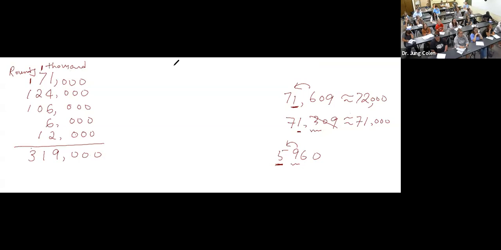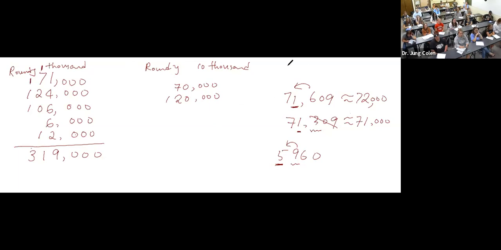We can also round to an even easier number. How about if we round this to 10,000? Can we do that? 10,000. Okay, then what's changing here? 71,309 will be 70,000. How about this one? 123,000. 120,000. You're going to have something ten-thousand, something ten-thousand, something ten-thousand.